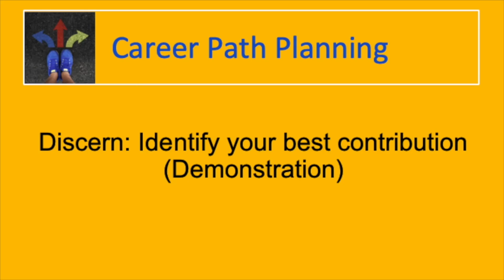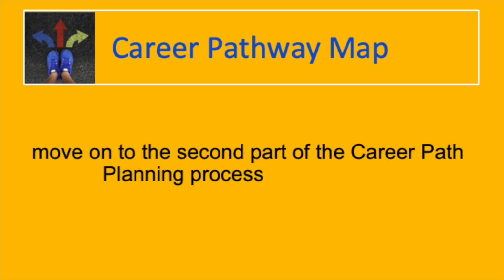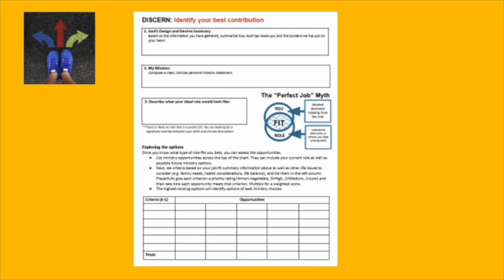For this video, we're continuing the career pathway map. Last time, we learned how to use the first part of the career path planning process on page 2 of the career pathway map, dealing with discovering and confirming who you are, assessing your God-given design and direction. With the information you gather from page 2, you'll be able to move on to the second part of the career path planning process, which covers discern, identifying your best contribution on page 3.